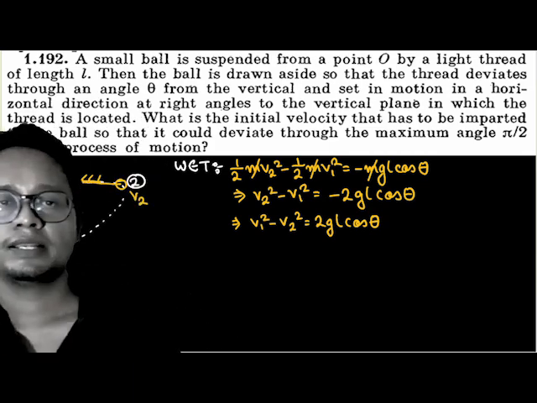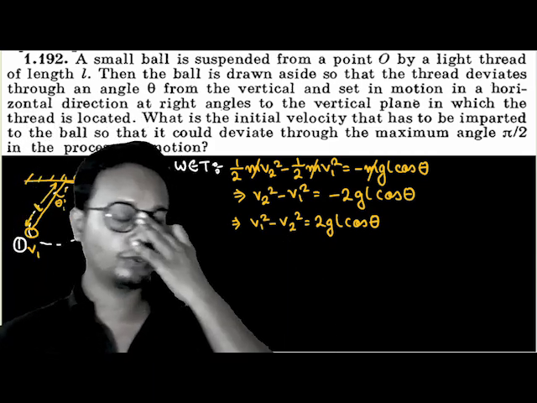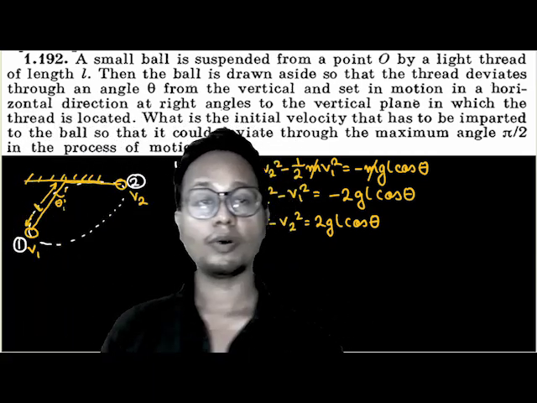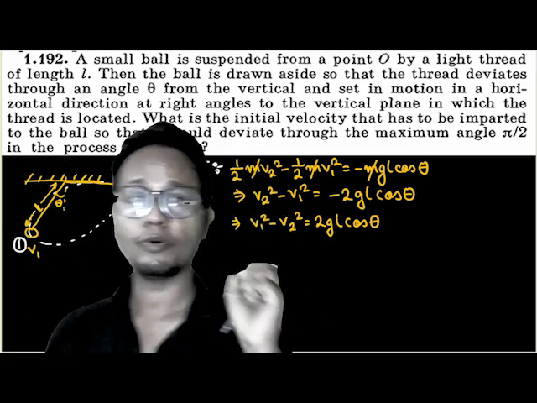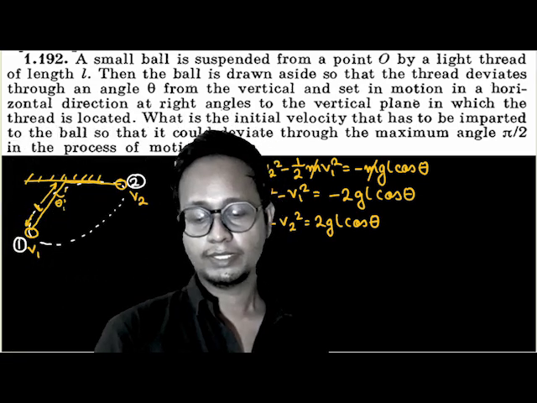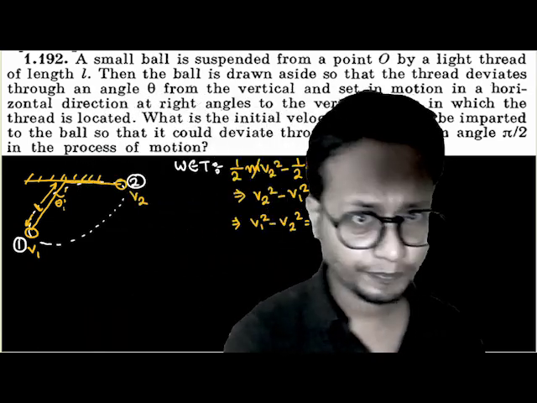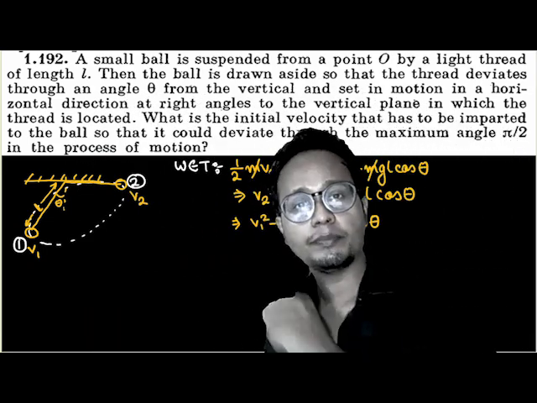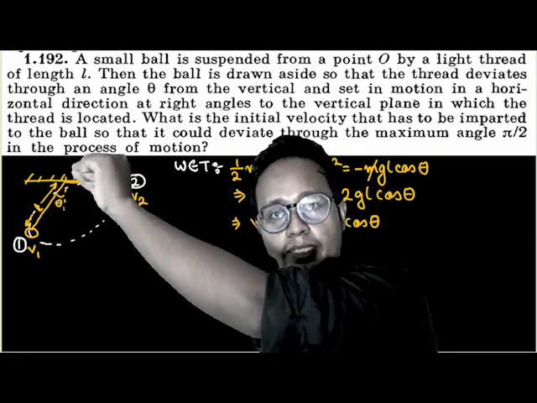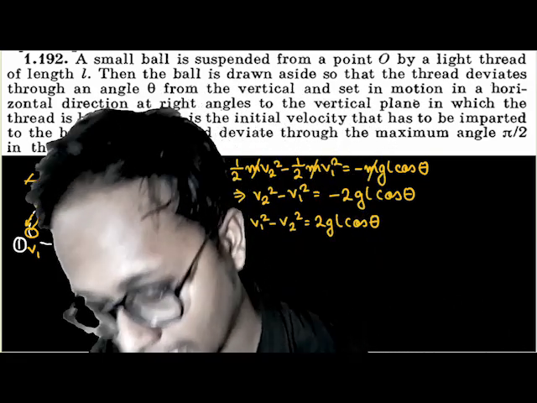Fair and fine. Now I got an equation between v1 and v2. The problem is I must only find out v1, so I need one more equation. And from where do I get that equation? See, it will come from rotational mechanics. Now observe carefully. Suppose I put my observer out here, at this point, my observer is out here.